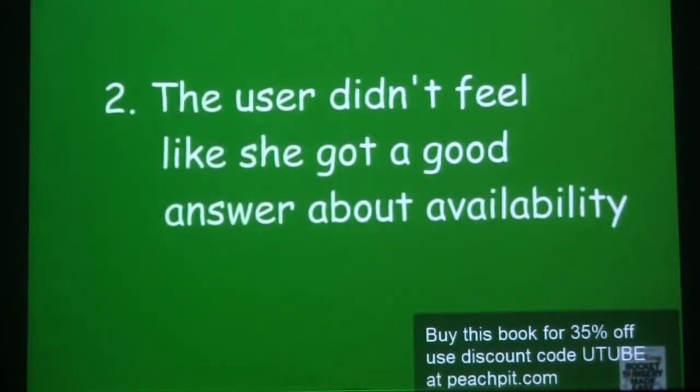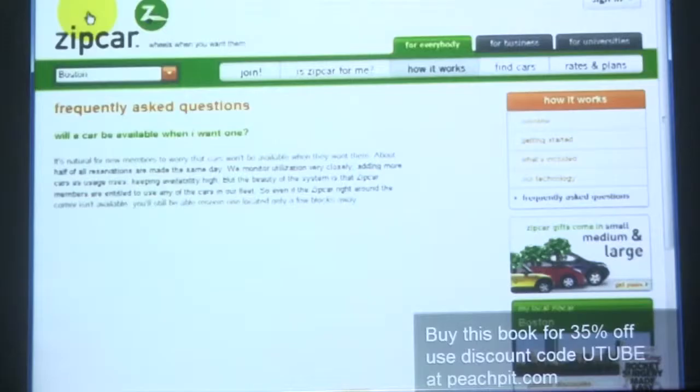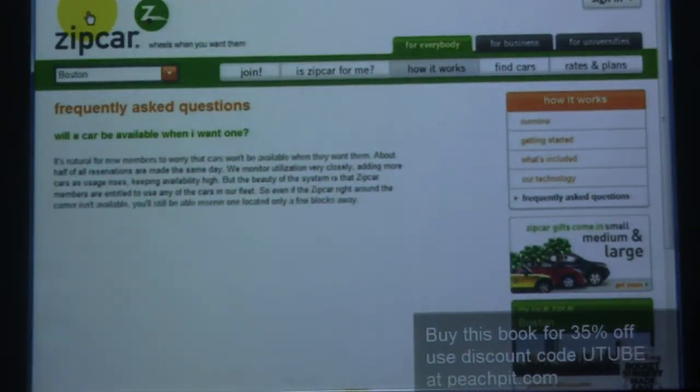The user didn't feel like she got a satisfying answer about whether she'd always be able to get a car when she wanted one. In her words, it says it's always going to be available. My sense is that I'd like something much more specific, that it might not be available.